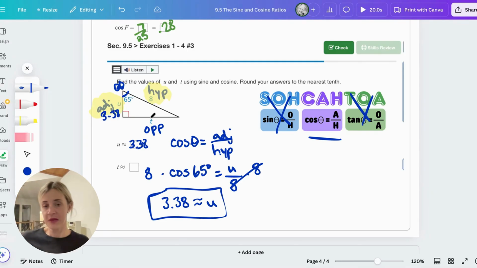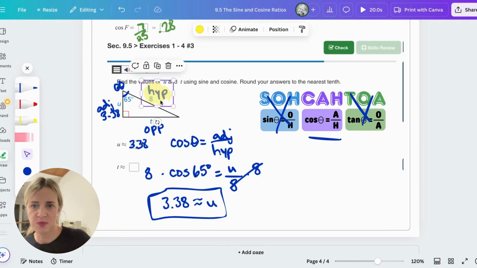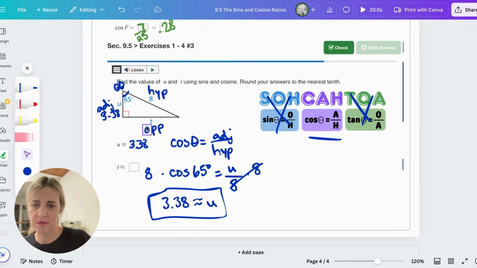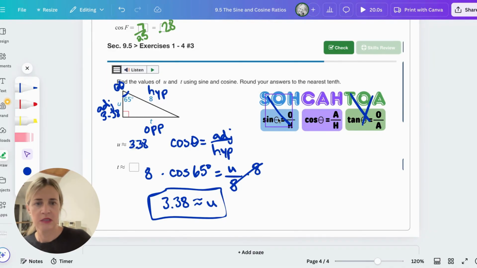3.38. Okay, from here there are a few ways we could go. We could actually just do the Pythagorean theorem: 3.38 squared plus t squared equals 8 squared. Solve it for t. That is taking a rounded number and rounding it even more, so it's not going to give you the most accurate answer, but it works. But because I want to keep working on these types of problems where we are solving using trig, I want to go through it using trig.